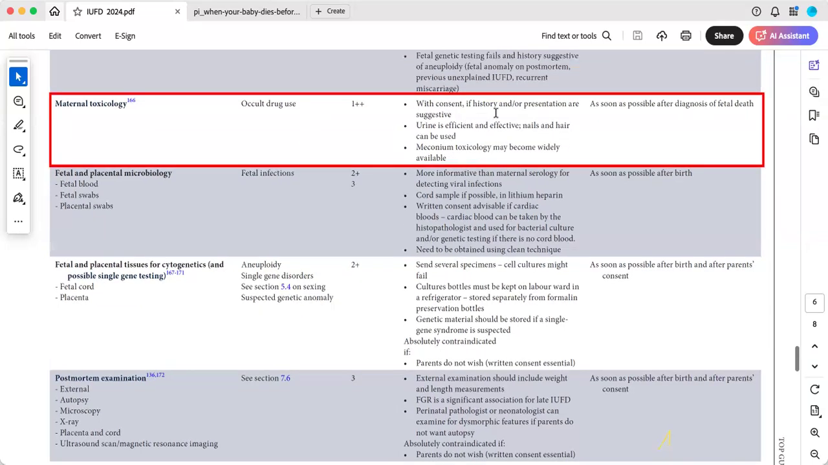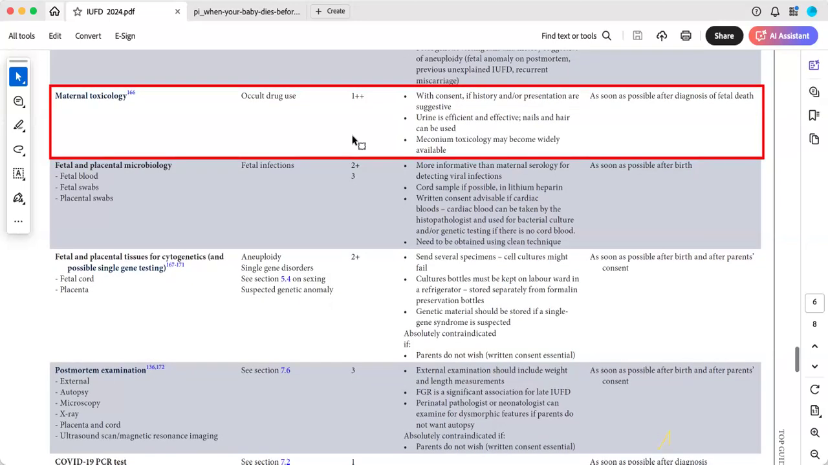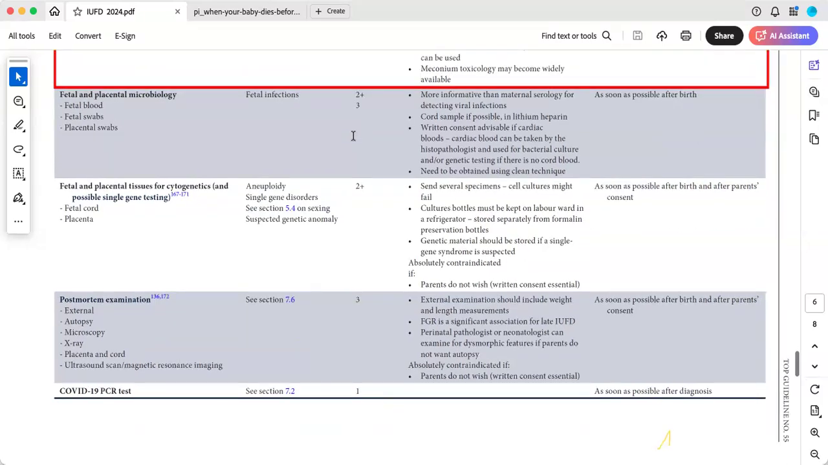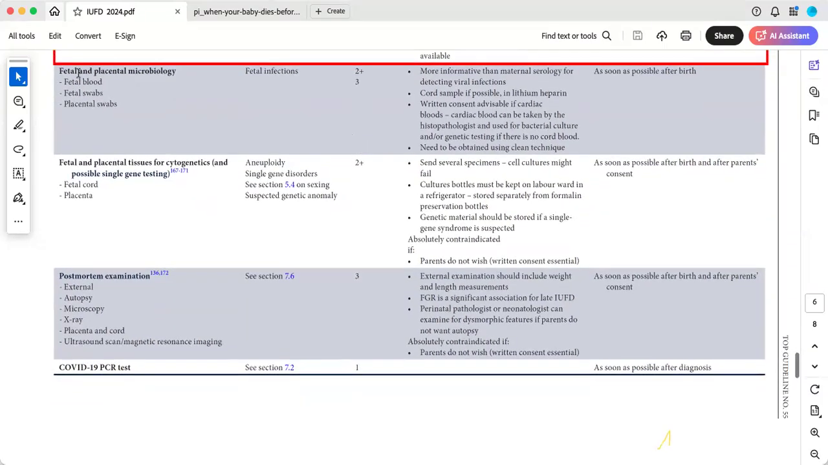With consent, if the history or the presentation are suggestive, and in this case, urine is efficient and effective, nails and hair can be used. Meconium toxicology also may become widely available. Okay, yes, history suggests.